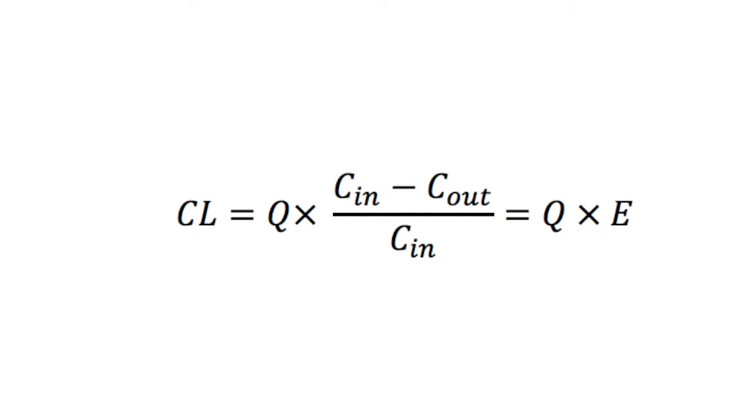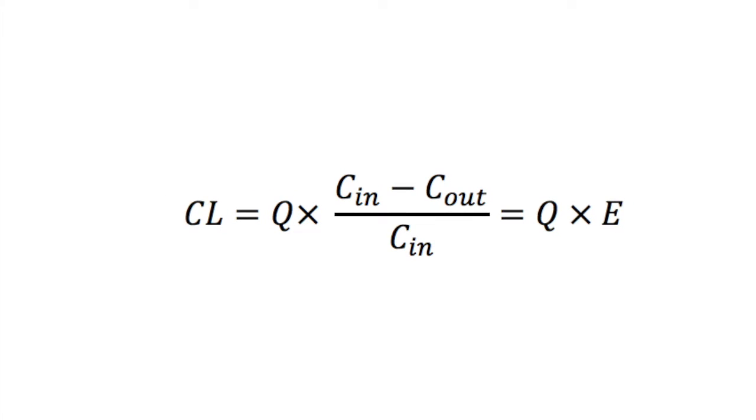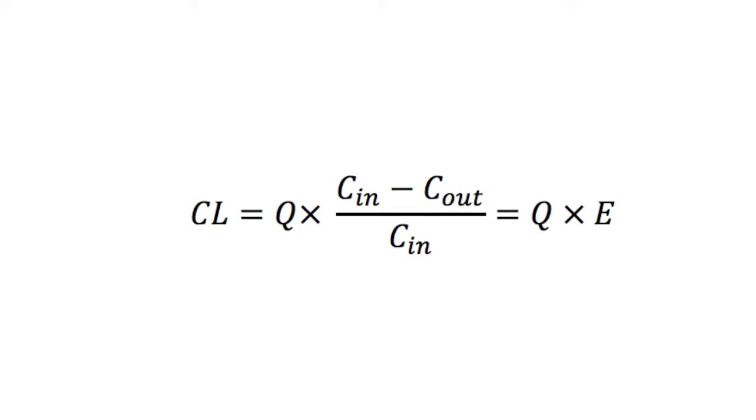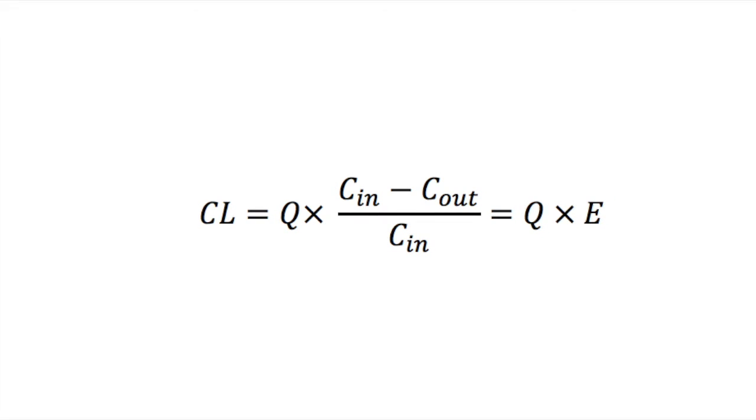Within this framework, we can quantify clearance as the product of an organ's blood flow and the difference in drug concentration between the blood entering and leaving the organ relative to the concentration in the blood entering the organ. We can call the second term the extraction ratio of the drug across an organ, E, which simplifies the equation to Q times E.